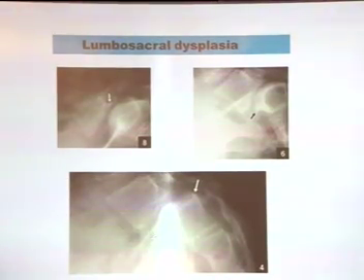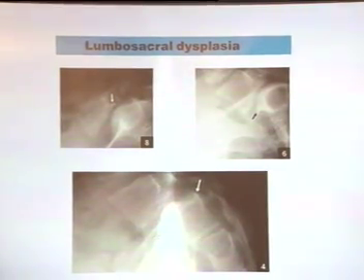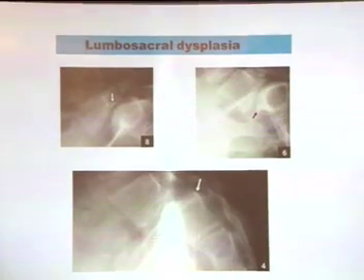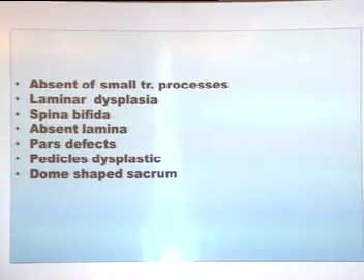and the majority of these problems happen in high-grade lumbosacral dysplasia. So you must know what high-grade dysplasia is and what the difference is between high-grade and low-grade dysplasia. If we carefully look at the X-ray, in high-grade dysplasia there may be absent or small transverse processes. There may be associated laminar dysplasia, meaning spina bifida or absence of lamina. There may be a pars defect, pedicles may be dysplastic, the sacrum may be dome shaped, and the disc space may be reduced. So there are 5 or 6 criteria you should always take into consideration while defining low-grade and high-grade dysplasia.